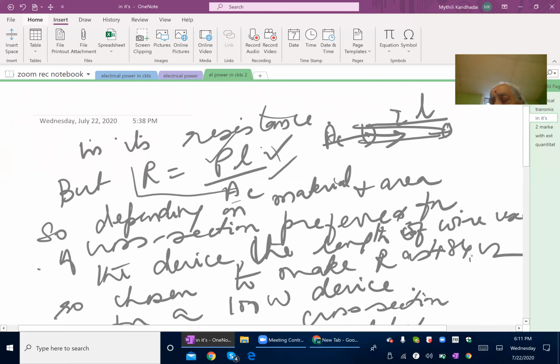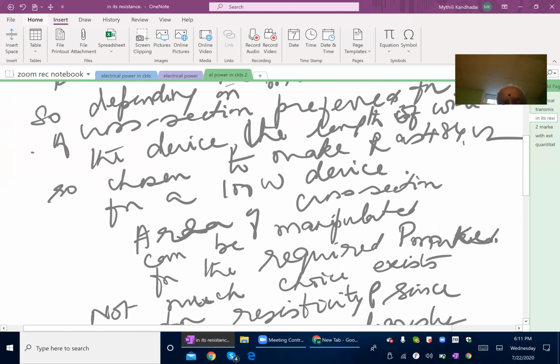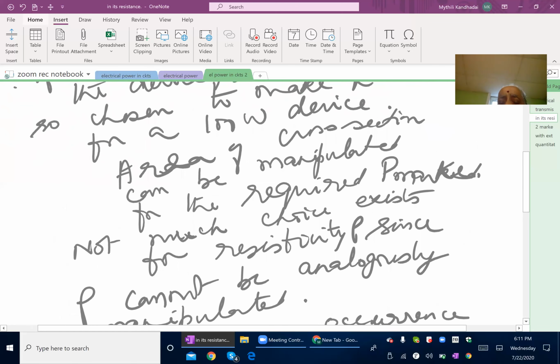Or if the length of the wire cannot be accommodated, they will choose the material in such a way that when you multiply, you will get 484 here. There ends the story of that particular thing. Area of cross section also to some extent can be manipulated, but not much choice remains in the choice of resistivity, because resistivity is for copper some particular value, for silver some other value. So silver cannot be used because it's very costly.